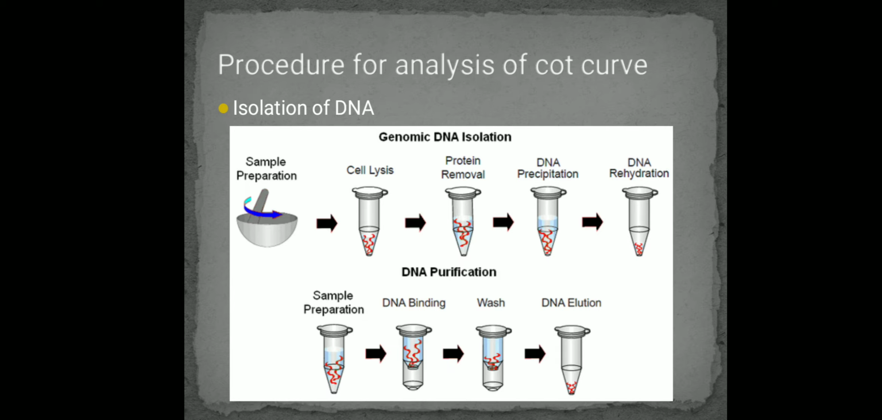So what you will do is, you will take the microbial cell and subject it to different solutions. The first step is to use SDS solution to break open the cell. So you will lyse the cell, remove the protein, precipitate the DNA, rehydrate the DNA, then wash the DNA and collect the DNA sample. You can use any of the methods for DNA isolation. There are various methods for DNA isolation.